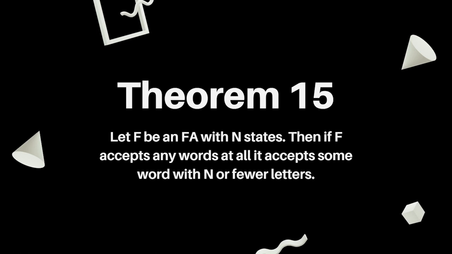Now, let's delve into the proof of Theorem 15, which sheds light on the connection between the number of states and the length of accepted words. To prove Theorem 15, we need to understand the significance of the shortest path from the start state to the end state in an FA. If this path does not contain a circuit, it means that the machine can visit each state at most one time.